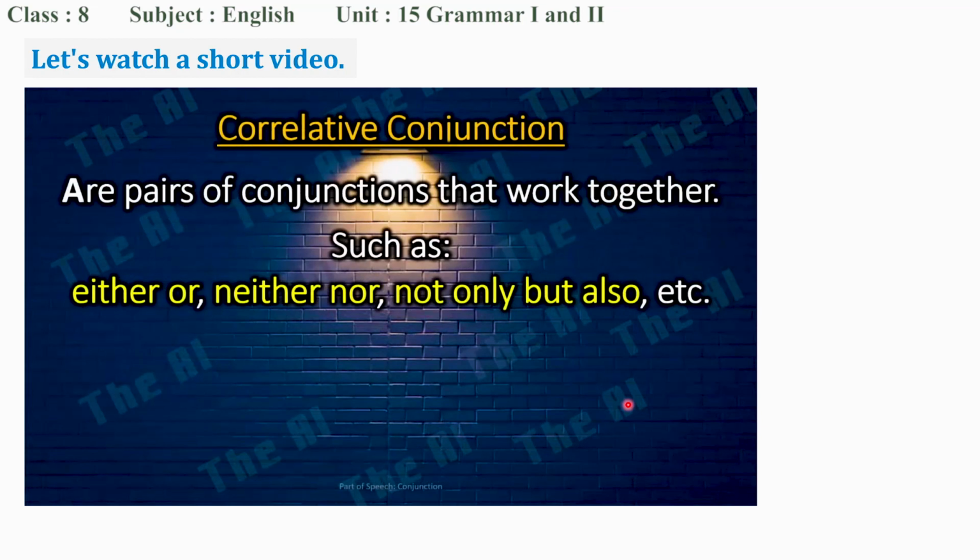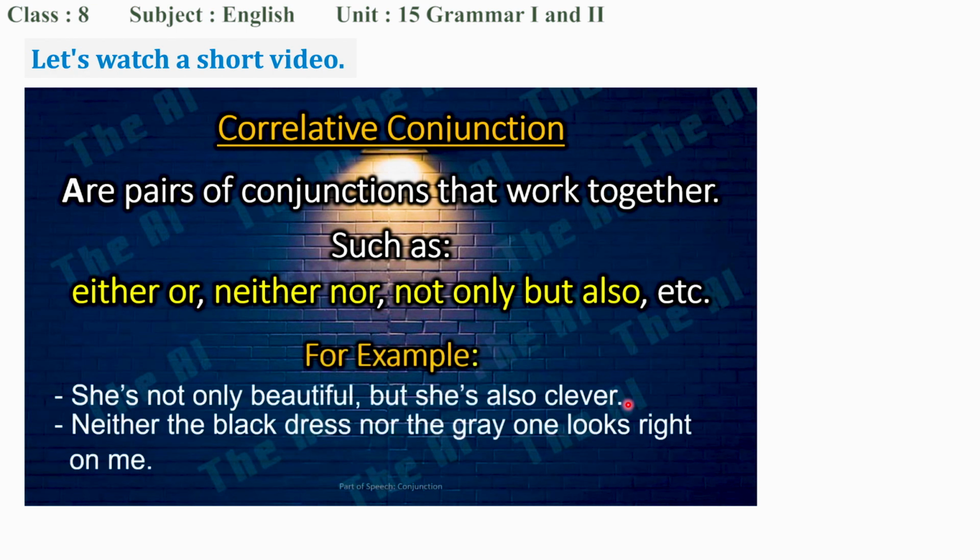Correlative conjunctions. The correlative conjunctions are pairs of conjunctions that work together, such as either or, neither nor, not only but also, etc. For example, she's not only beautiful, but she's also clever. Neither the black dress nor the gray one looks right on me.